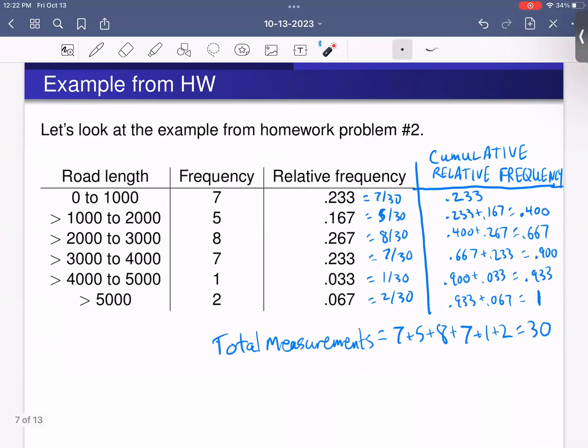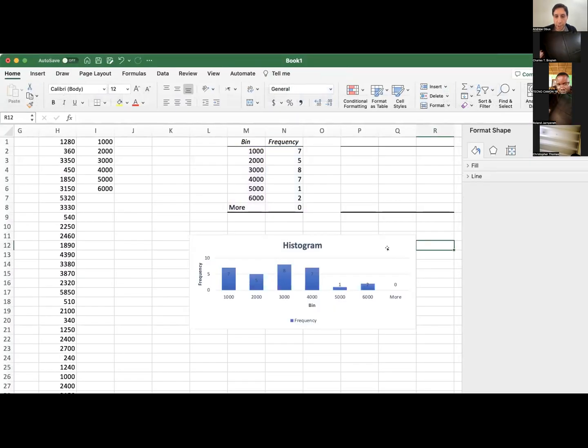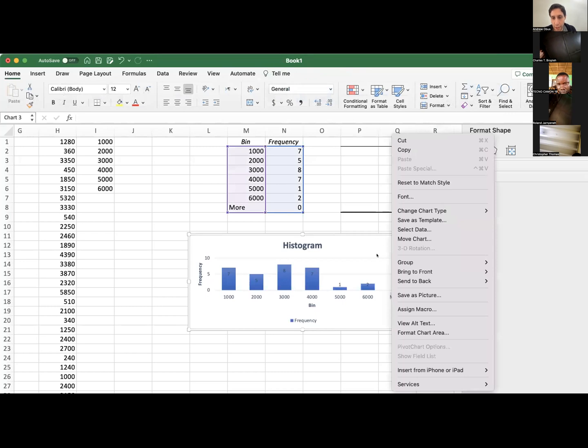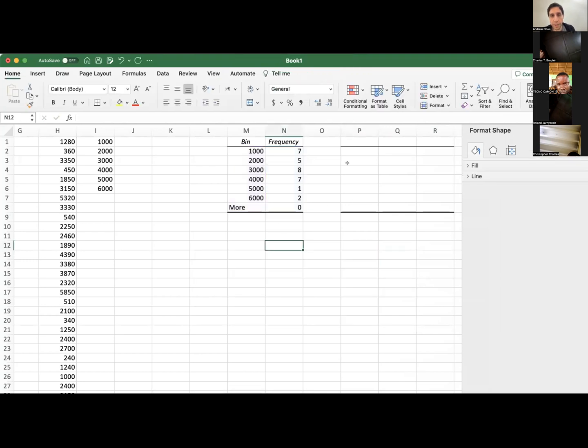Okay, so let me just show you how Excel can do this. I'm going to go back to Excel. Let's use the same data over here. I'm going to delete this histogram.